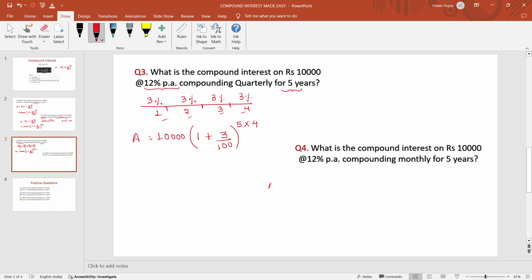Similarly, I can guess you know this one. It is monthly compounding for 5 years. Quickly, 1 plus. What is the rate of interest per month? 12 divided by 12, as there are 12 months. Okay, so 1 by 100. And how many months in 5 years? That means the time period will be 5 into 12. That makes it 60. See how easy it is compounding quarterly, annually, half yearly.